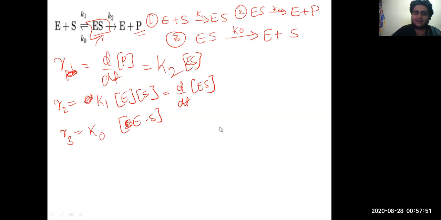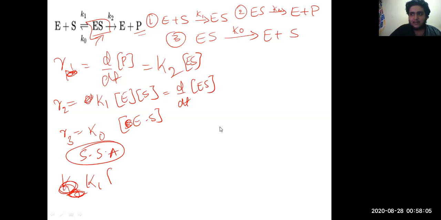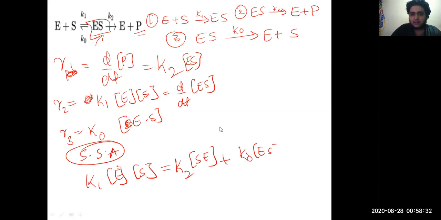Equating those two things, I can put in the steady state approximation. The moment I implement steady state approximation, basically the rate of formation of enzyme substrate complex, which is K1 times enzyme and substrate, this is the rate of formation of enzyme substrate complex. That will become equal to rate of decomposition of enzyme substrate complex, right? So that will be K2 times enzyme substrate complex plus K0 times enzyme substrate complex.